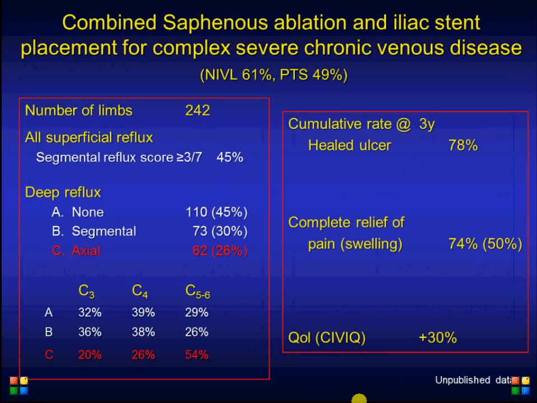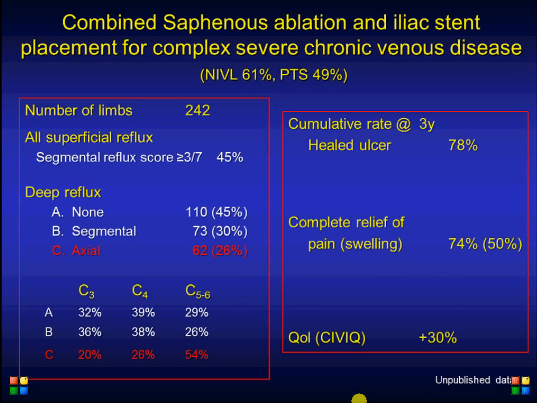The final last procedure is when you combine stenting with superficial ablation. And this is a group of patients that all have superficial reflux, 242 of them. And you can see they are subgrouped into a group of patients that did not have any deep reflux, those that have segmental reflux only, meaning that they didn't have an axial reflux going from the groin all the way down into the calf. And then finally a group that had axial reflux. And of course, when you look at the C3, C4, and C5 to 6, you will find more axial reflux among those patients that had higher classifications here, which is normal.